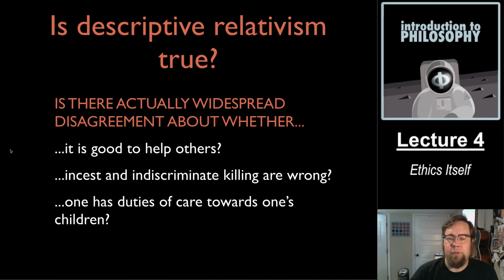Arguably, there's all sorts of things that are ethically universal, that all cultures agree that to some degree it's good to help other people. All cultures are going to have injunctions against incest and against just indiscriminately, for no reason, killing people. There's going to be some kind of duties of care, especially towards children, in all cultures. And you might say this makes good sense. Imagine a culture in which they just killed all the children. How long would that culture be around for? They wouldn't make it past the first generation.